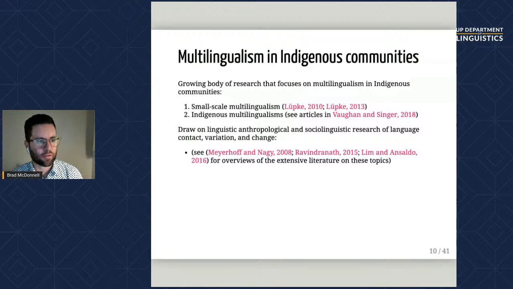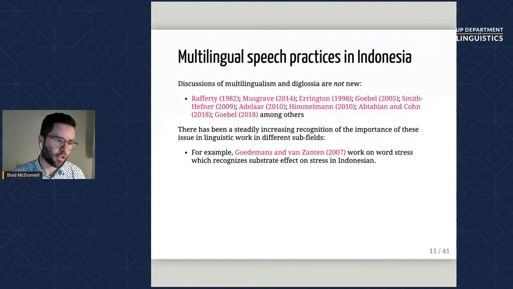I'll note that because I focus my research on Indonesia, discussions of multilingualism and diglossia are not new in the context of Indonesia, and there's been a number of studies on them. And we're even seeing in certain subfields of linguistics that there's a recognition of the importance of this sort of work. For example, in studying word stress, some researchers have finally started to see that there are substrate effects, where depending on the speaker's native language, their word stress in Indonesian is going to be different.